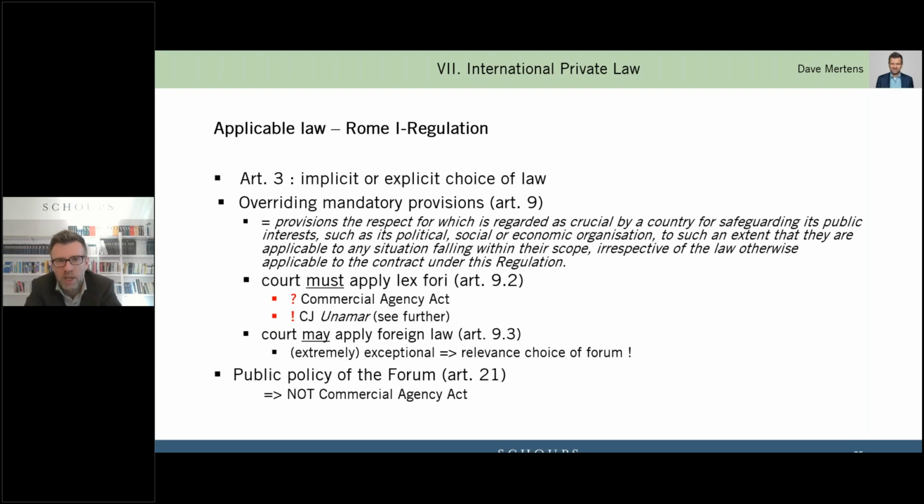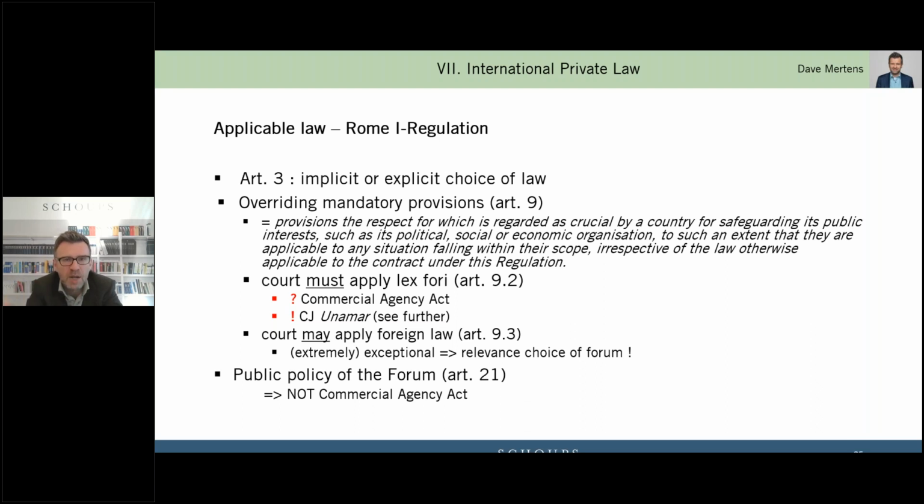I would obviously recommend an express choice of law, the last clause of your contract, whatever, but think about it and choose expressly for said or said law. There are exceptions. The choice is free, a few exceptions. The last is irrelevant, public policy. Why is that irrelevant? The Commercial Agency Act, at least in Belgium, is not considered to be public policy, so it's not that mandatory that it has to be applied regardless of the choice of law.